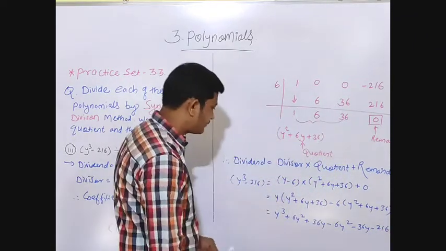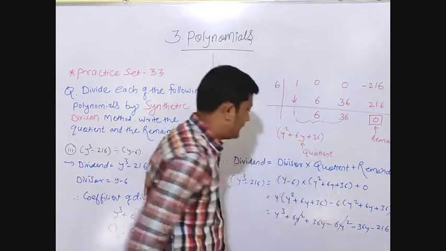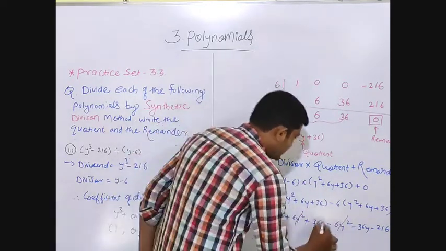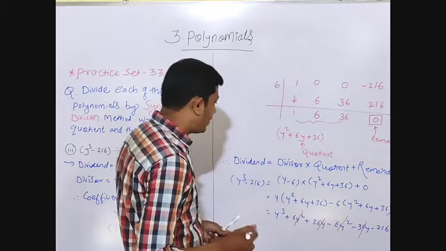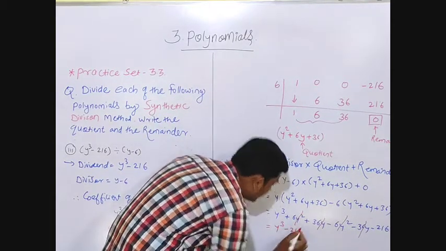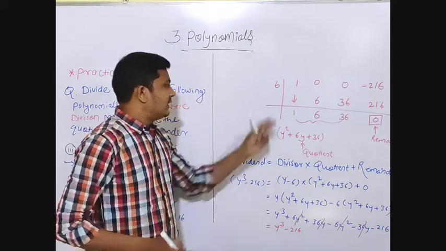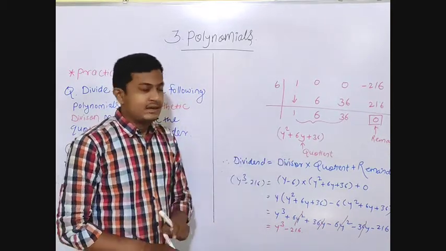Here plus 6y square and minus 6y square will cancel. Minus 36y and plus 36y again cancel. So what remains is only two terms, y raised to 3 minus 216, which is the dividend. So it is verified that our method of solving is correct.